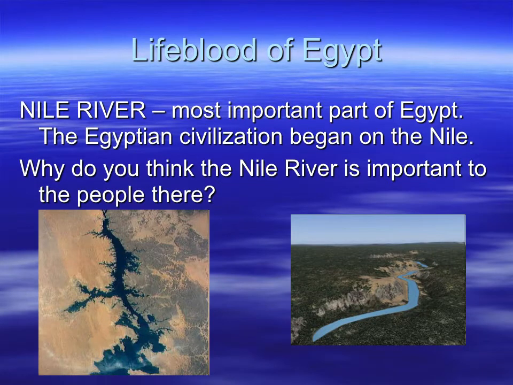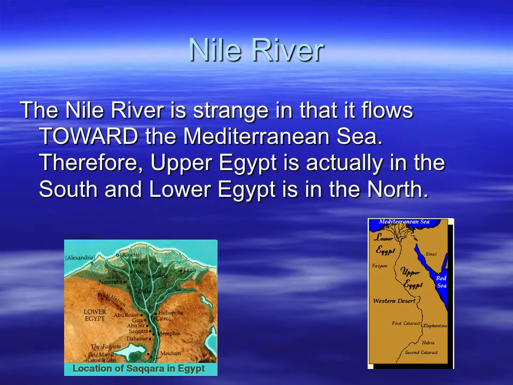So, the main river in Egypt is the Nile River. It's called the lifeblood of Egypt because it provides Egypt really with any kind of livelihood in that area because it's surrounded by desert. So, without the Nile River, Egypt would not have existed. We talked a little bit about how Egypt is sort of flipped upside down, where Upper Egypt's in the south and Lower Egypt's in the north.